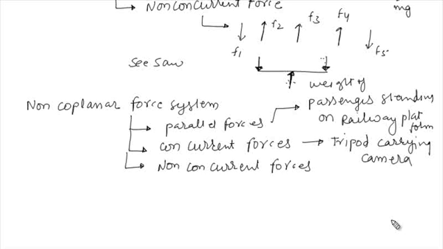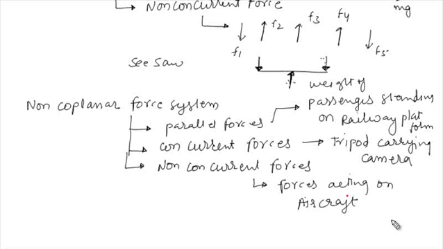Similarly, the last one, that is non-coplanar, non-concurrent forces, means all the forces will lie in different planes and their lines of action will not pass through a single point. A very good example is forces acting on an aircraft. It's a very good example of non-coplanar, non-concurrent forces.